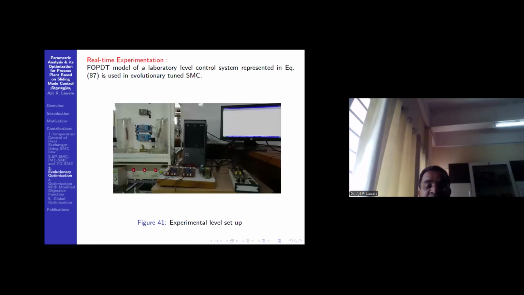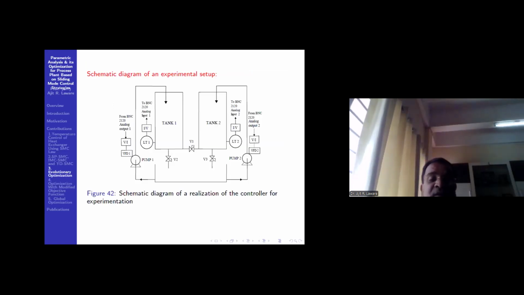This is the real-time experimental setup. It is available in my control system engineering laboratory. Here this is tank 1 and tank 2 with the hand valves V1, V2, V3. The level transmitter output is 4 to 20 milliampere DC. It is applied to the BNC connector 2120 analog input at both the tanks. I am using only one tank here.